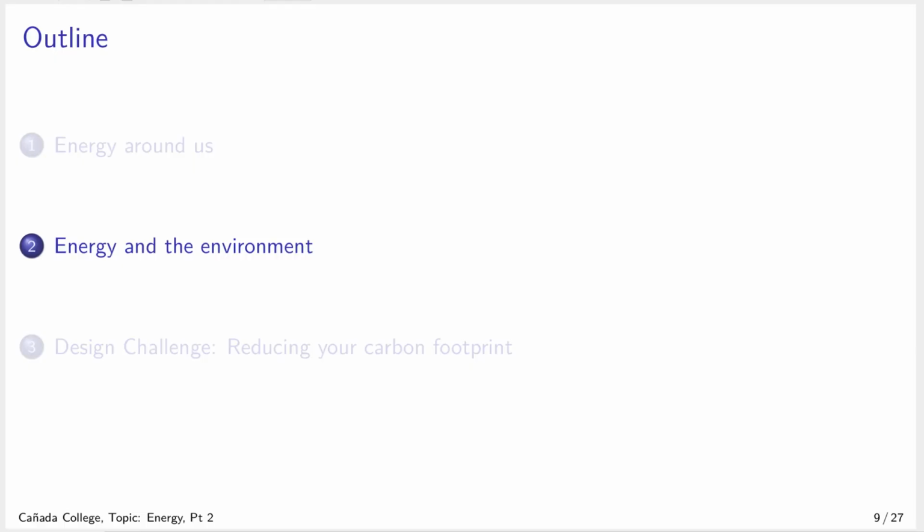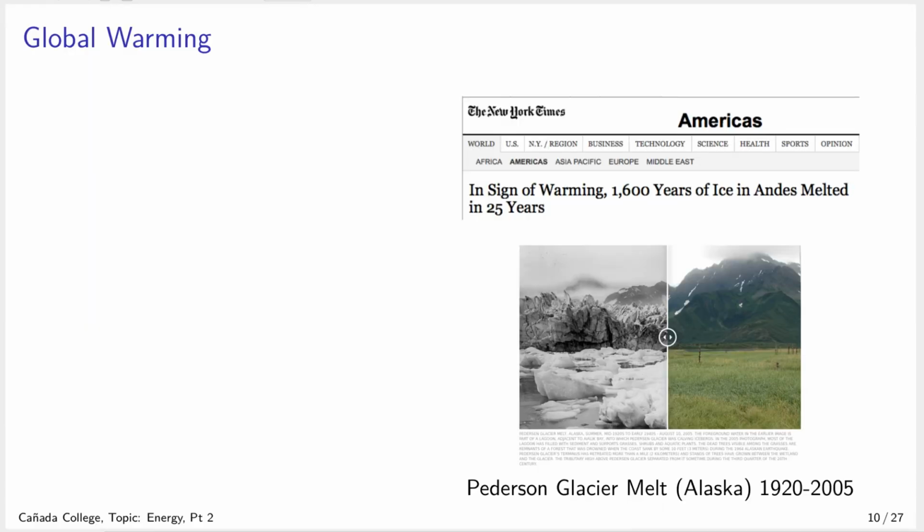Okay, now let's move on to understanding a bit about energy and the environment. So I'll begin with two examples here. One is a newspaper headline from about 7 years ago that talks about the fact that in South America, in the Andes, ice that had accumulated over 1600 years melted in a time frame of 25 years. You know that ice melts because of warmer temperatures, and so what this says is that the temperature is much warmer than it was over the past 1600 years, and so the ice is melted very quickly.